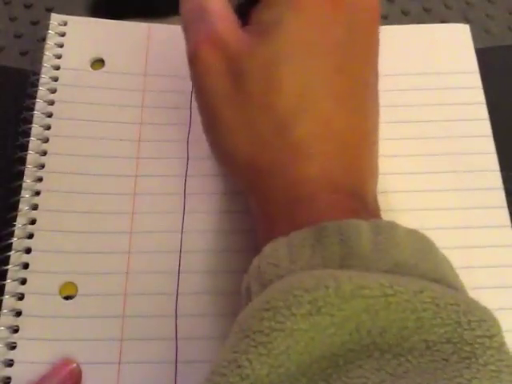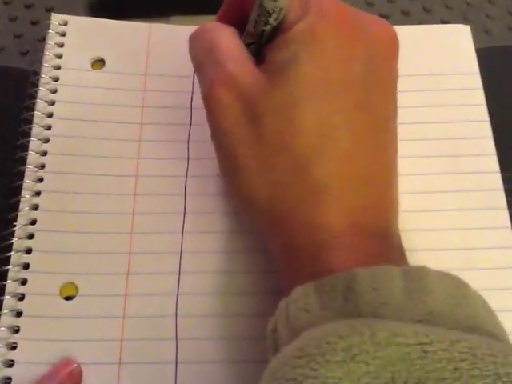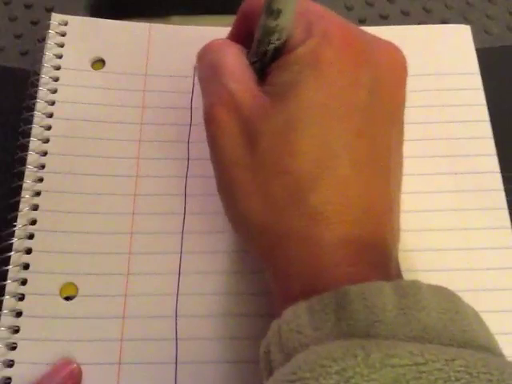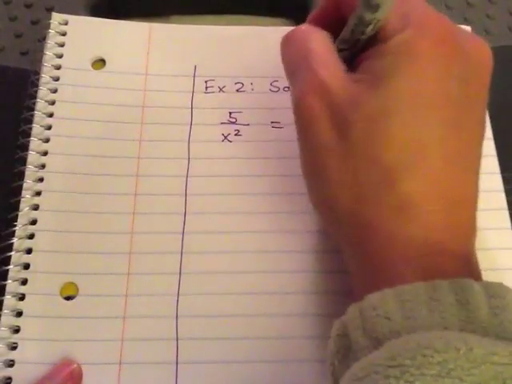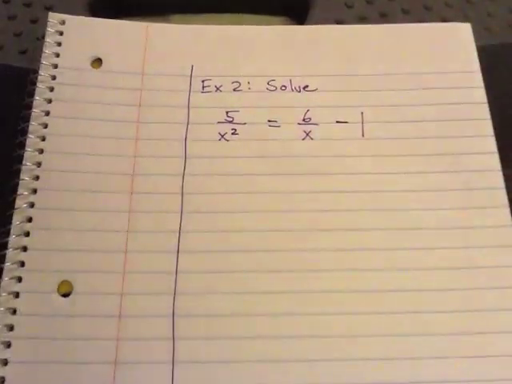Now we're going to look at another example. This is example 2. Solve 5 over x squared, which is equal to 6 over x subtracting 1.